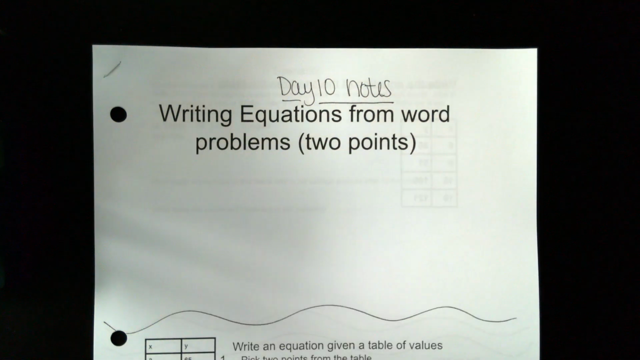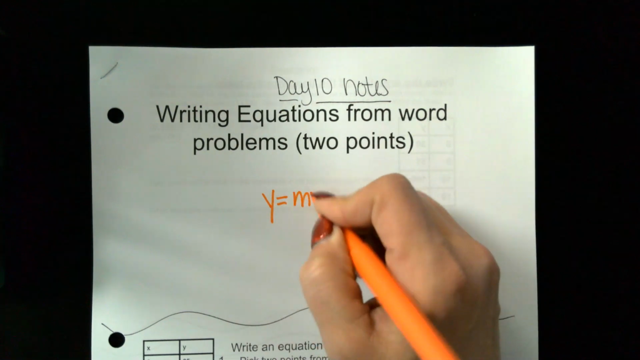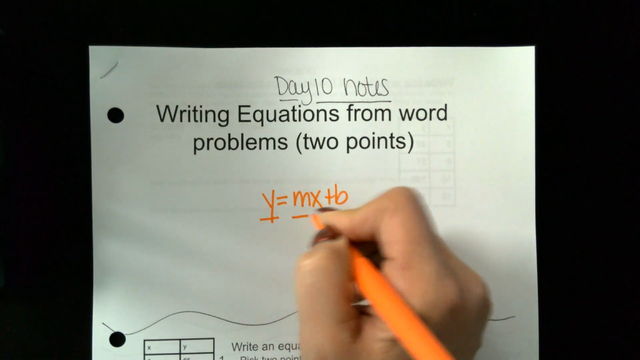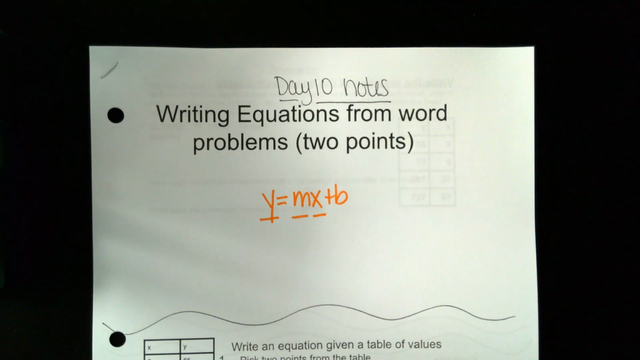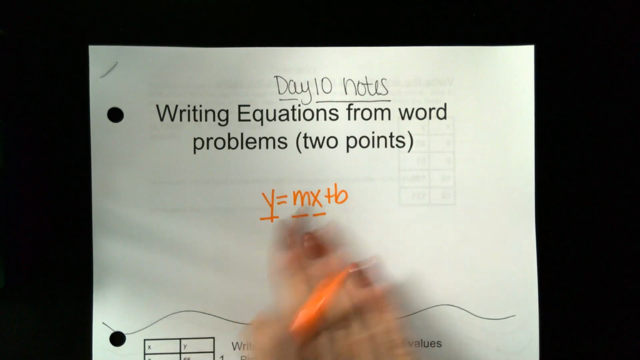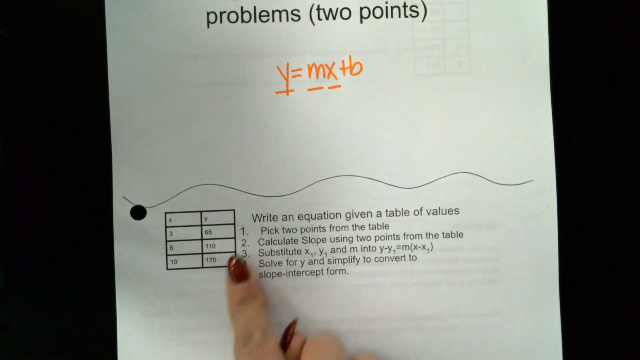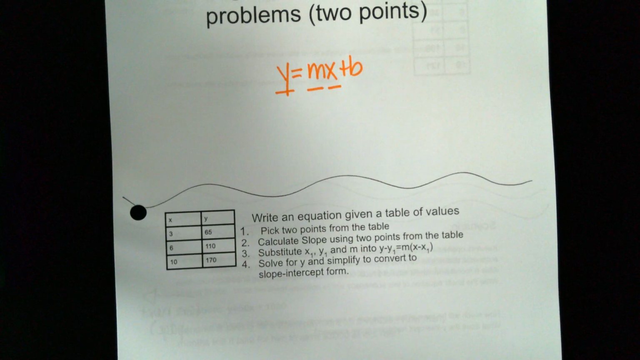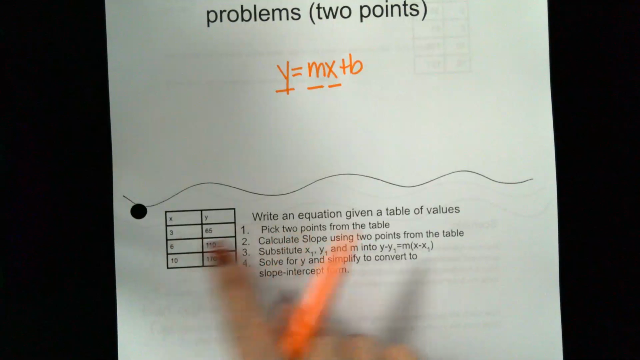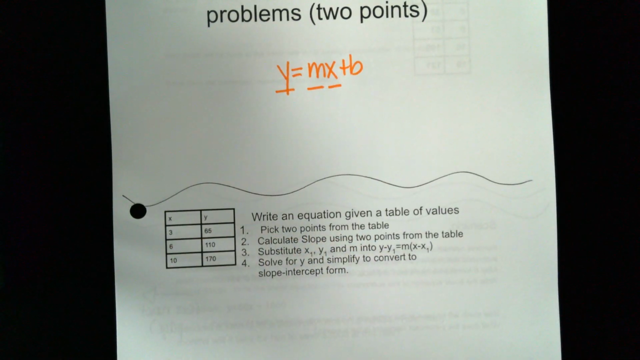So again, you guys are going to see this today, where we are going to have a slope and an ordered pair that we will plug in to find b, and then we'll write our equation. The difference is it's going to be in the form of either a table like this or a word problem. But whether I give you a table of ordered pairs or a word problem that has ordered pairs in it, the process is always the same.